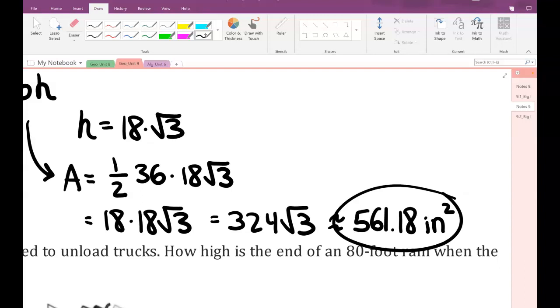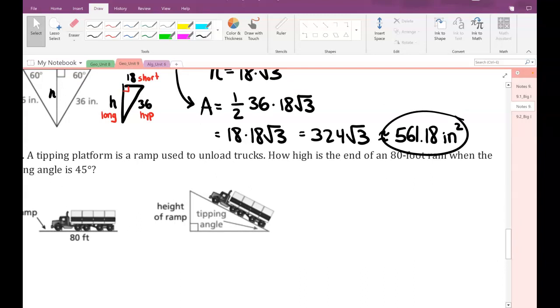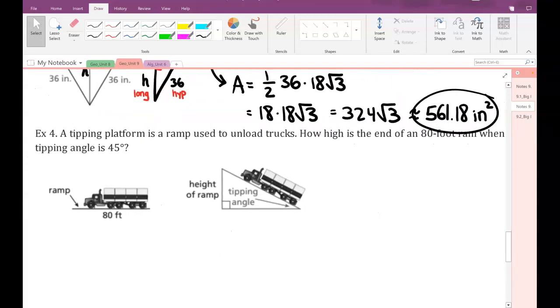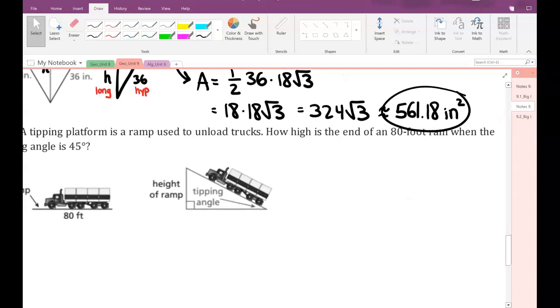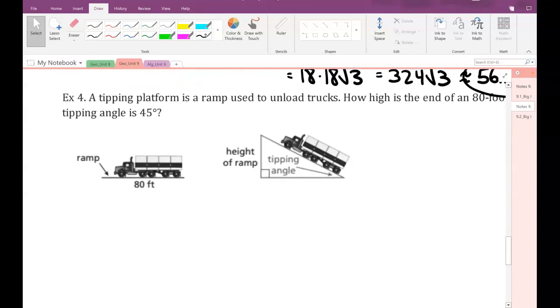Let's do one more, which is now a word problem with 45-45-90s. If you feel like you can go ahead and just crank this out on your own, go for it. Otherwise, just listen. Sometimes it's better just to go for it, because just because you can copy down what I'm saying doesn't mean you're actually understanding what's going on. So a tipping platform is a ramp used to unload trucks. How high is the end of the 80-foot ramp when the tipping angle is 45 degrees?